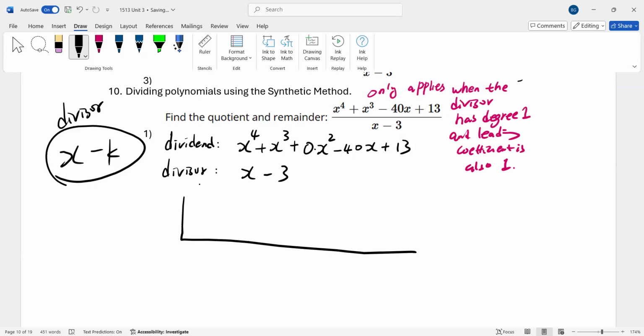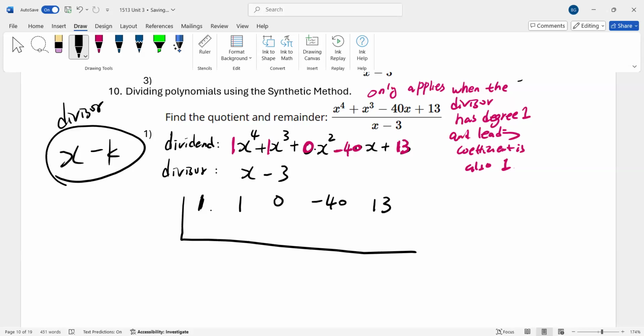All right, so now let's do the synthetic method. Draw a long, bigger L. Then we put the coefficients of the dividend like this. The coefficient of x to the 4th is 1. The coefficient of x cubed is also 1. The coefficient of x squared is 0. The coefficient of x is negative 40. The constant is positive 13. Put those coefficients in the same order, do not mess up the order: 1, 1, 0, negative 40, and 13.